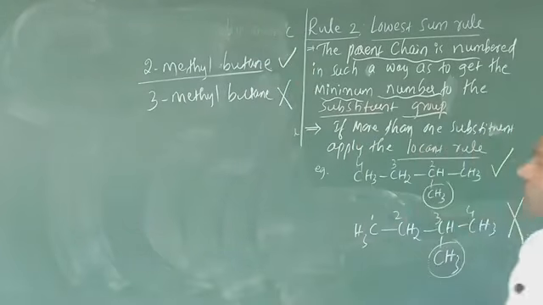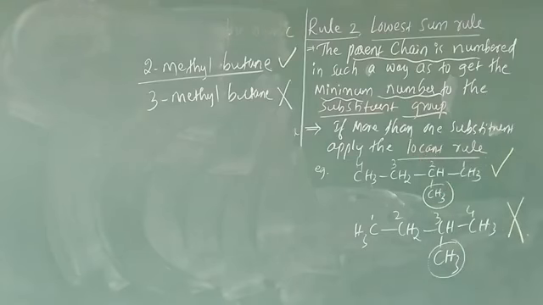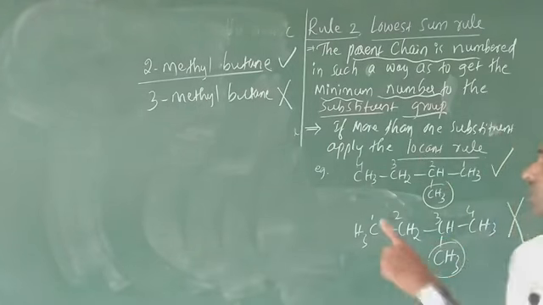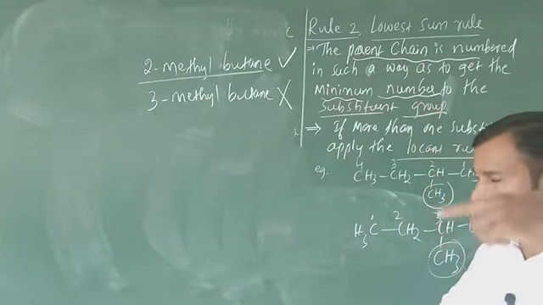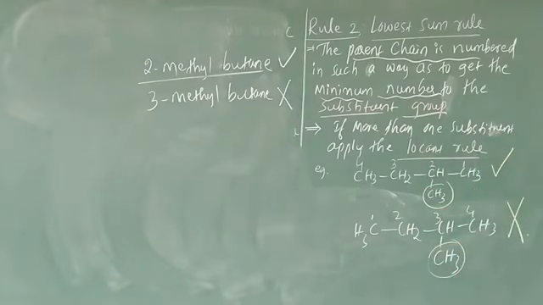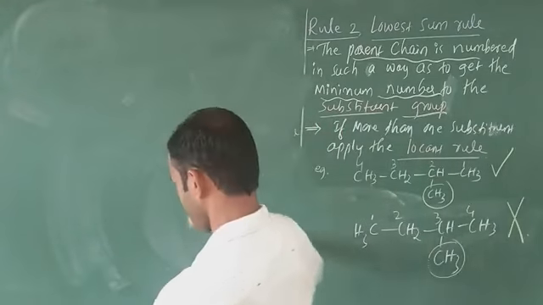This is right. Because according to the lowest sum rule or the locant, what is the meaning of this locant? Locant means specifying the position of the substituent group. I repeat, what is the meaning of this locant? The locant means specifying the position of the substituent group, that is the locant rule. In this case, this substituent group is going to get number 2. This substituent group is going to get number 3. Don't write the higher number, you have to write only the lowest number.